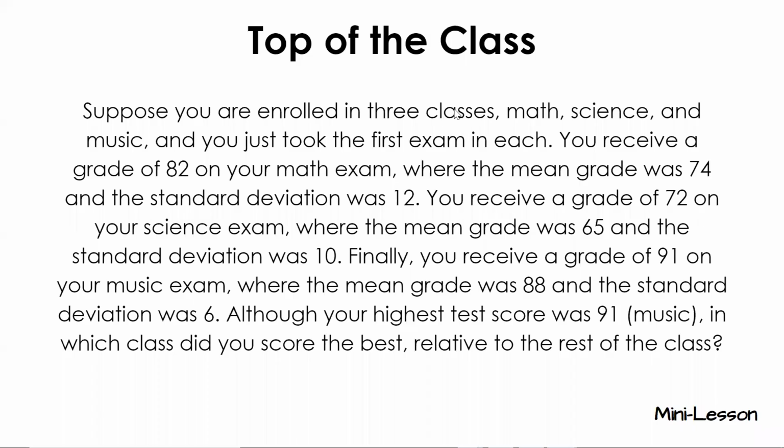Suppose you were enrolled in 3 classes, math, science, and music. You just took the first exam in each, and you received a grade of 82 on your math, where your mean grade was 74, standard deviation was 12. You receive a grade of 72 on your science exam, where the mean grade was 65 and the standard deviation was 10. Finally, you receive a grade of 91 on your music exam, where the mean grade was 88 and the standard deviation was 6. Although your highest test score was in music, which was a 91, what class did you score the best relative to the rest of the class?